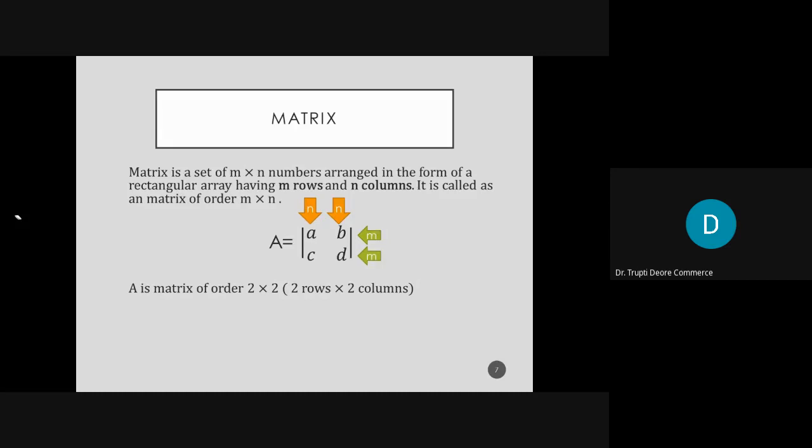Just write it as an order of 2. It means it's a square matrix of order 2 by 2. Here A, B, C, D are certain numbers, and these are called the elements of the matrix. So the whole set is called a matrix. These are called rows, and these are called columns. A, B, C, D are the elements of the matrix.